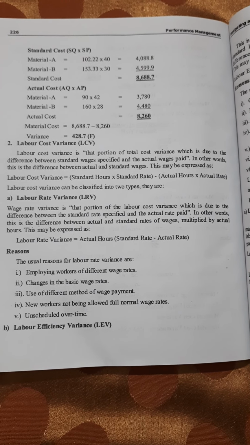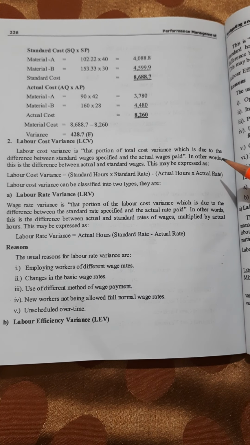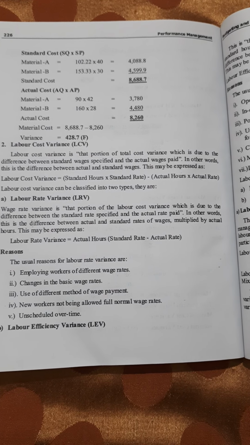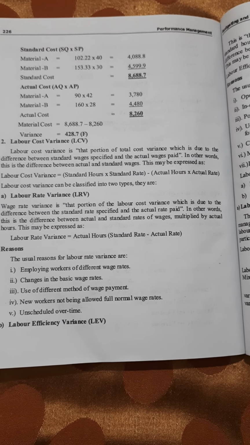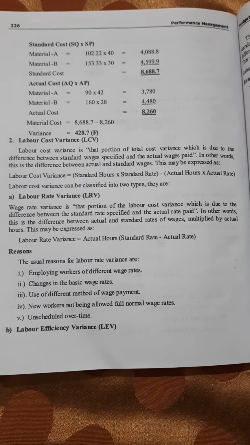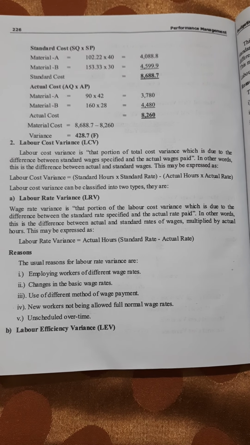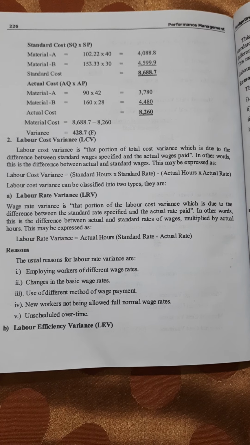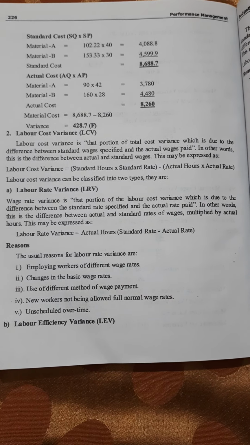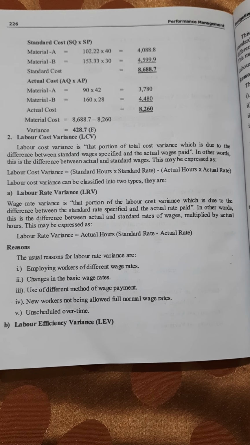So this is basically applied with a formula. You can see the formula here. Your formula is: labor cost variance is equal to standard hour into standard rate minus actual hour into actual rate. You have to remember this formula. This labor cost variance is further divided into two variants: labor rate variance and labor efficiency variance. Now let's try to understand what these are.